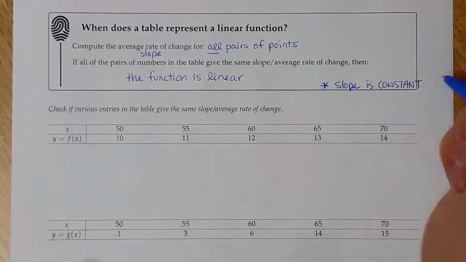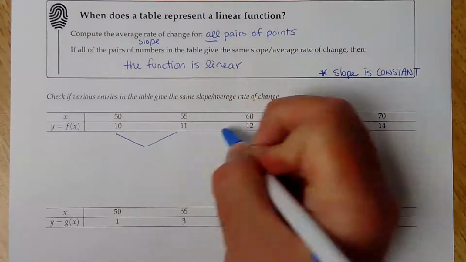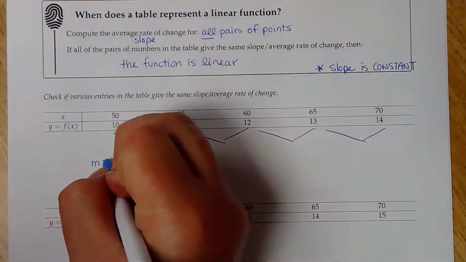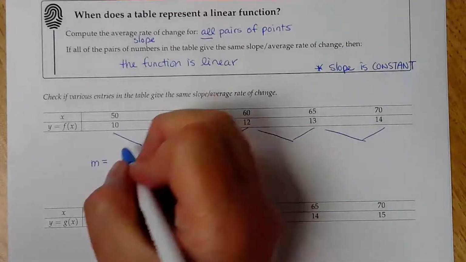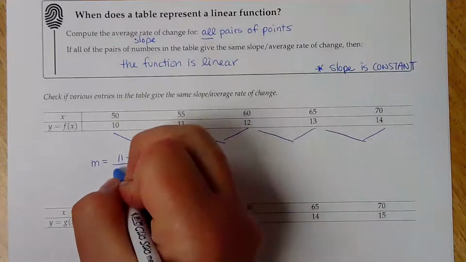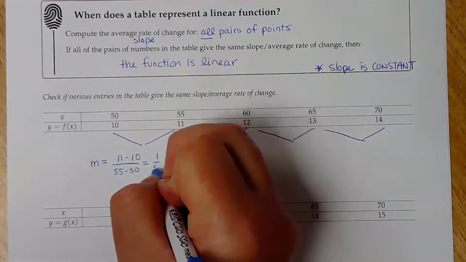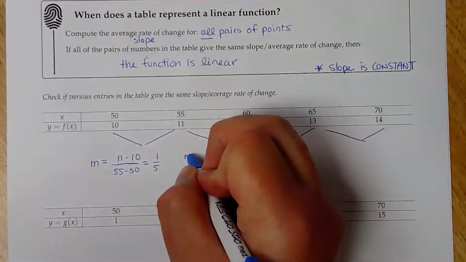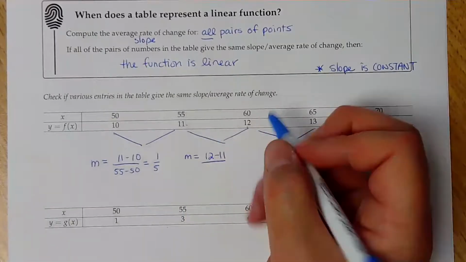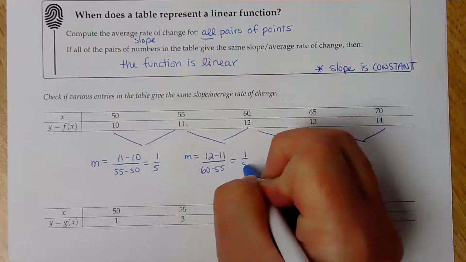All right, so let's take a look at how we would do that here. We have y equals f of x. We want to find the slope for this pair, this pair, this pair, and this pair. So m is going to be y2 minus y1, so 11 minus 10, over x2 minus x1, so 55 minus 50. That gives me 1/5, so that looks good. This next one, I have 12 minus 11, y2 minus y1, and then x2 minus x1, so 60 minus 55, equals 1/5.